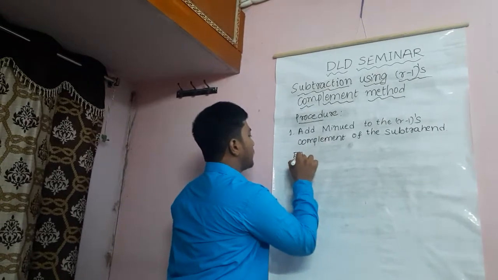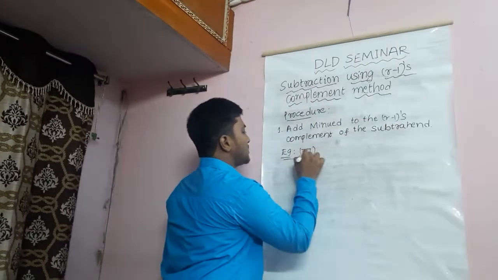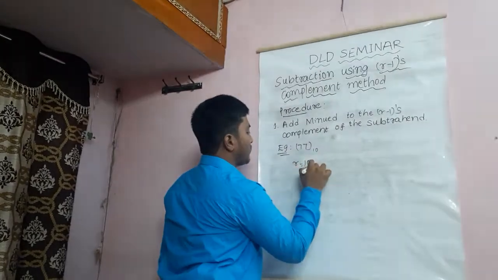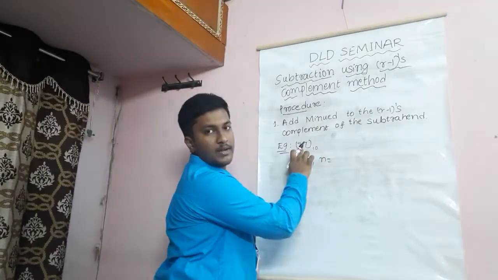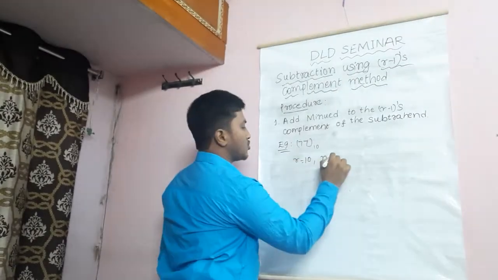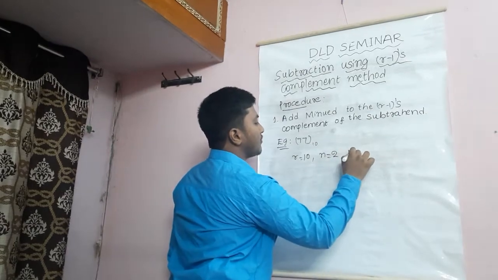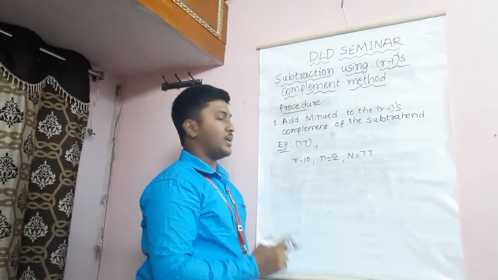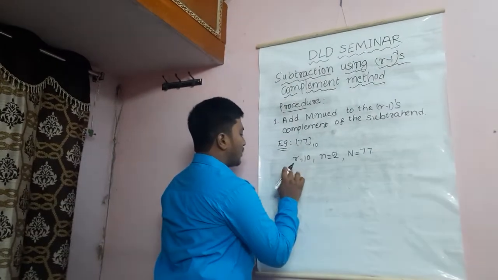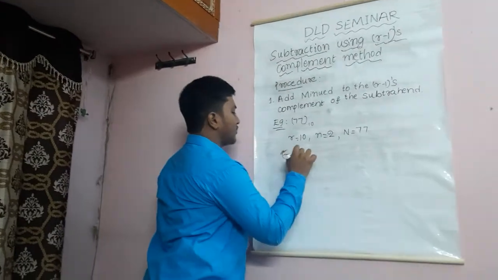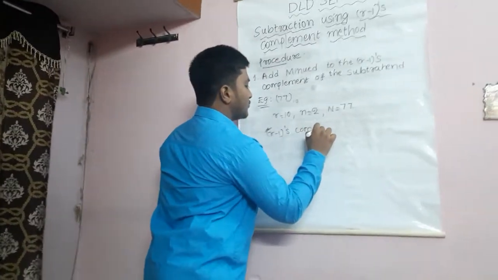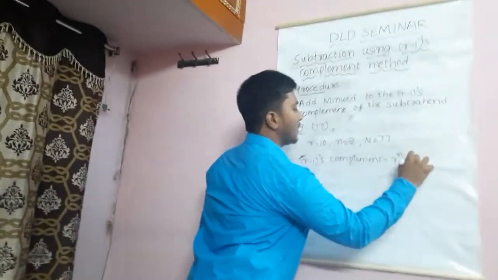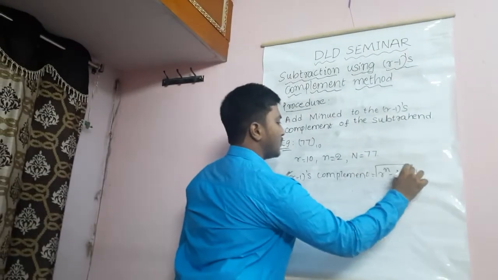If I take for example 77 to the base 10, here small r denotes the radix, that is 10, and small n is the number of digits present in the given number. In 77 we have 2 digits, so small n is equal to 2, and capital N is the number itself, that is 77. So we have a formula to find the r-1's complement of any number. The r-1's complement is given by r power n minus N minus 1. So we should remember this formula.